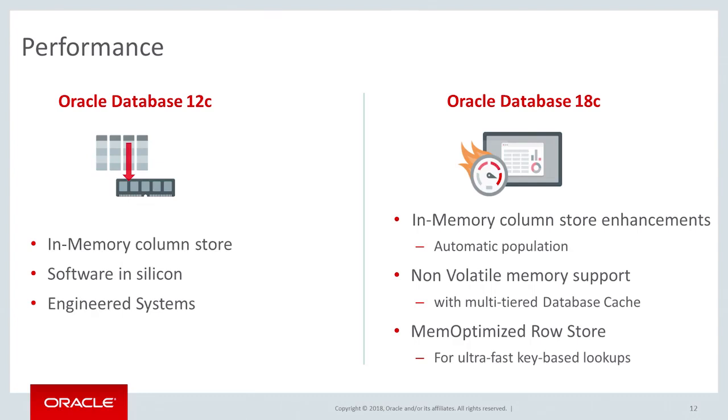Another key feature that we've introduced that's going to help with performance is on key lookups. So you can now take tables and make them what we're calling memory optimized. So it's effectively an in-memory row store for really ultra-fast key-based lookups of relevant information for our applications.